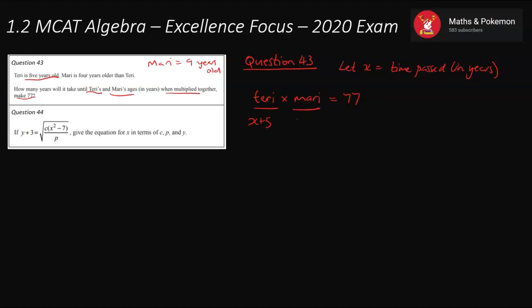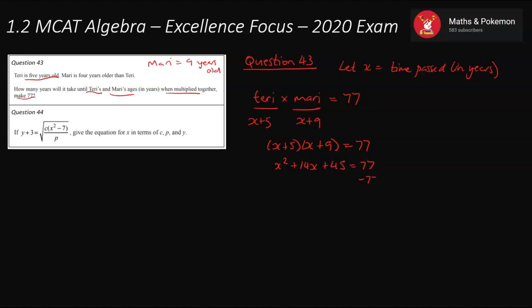And Murray's going to be the same. That's going to be x plus 9. So our expression is x plus 5 times x plus 9. When is that equal to 77? At this stage, we actually have quite a nice quadratic. So let's expand this bracket. We're going to have x squared plus 14x plus 45. When is that equal to 77?